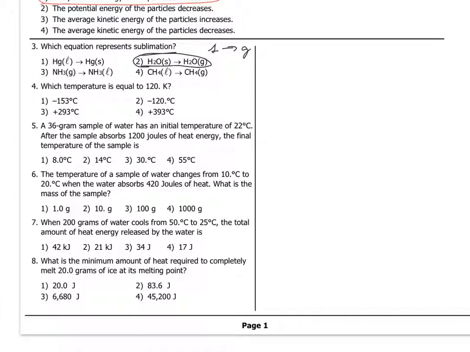For number 4, I'm asked which temperature is equal to 120 Kelvin. So on your reference table, you'll see that Kelvin is Celsius plus 273. With algebra, that would just mean that Celsius is Kelvin minus 273. So if I want to know the Celsius equivalent of 120 Kelvin, I can just do 120 minus 273, and I'll get my Celsius version. That is going to be negative 153 degrees Celsius.